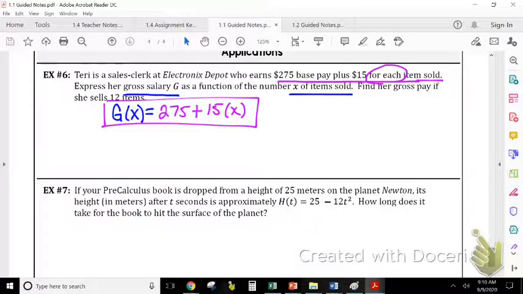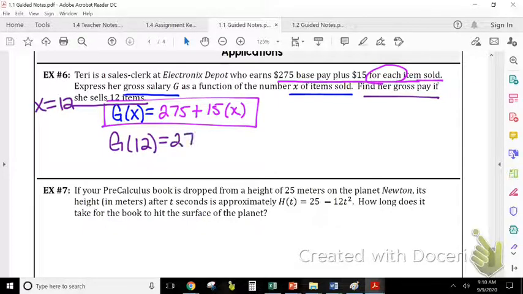And then it tells us to find her gross pay if she sells 12 items. So that's saying, find G when X is 12. So we're going to find G of 12. So we're just going to plug in that 12. So 275 plus 15 times 12. I'm just going to type that in my calculator.